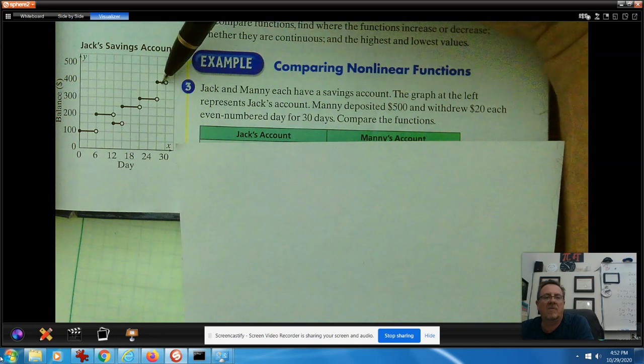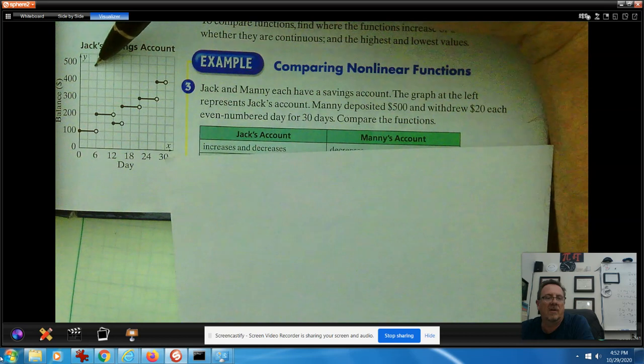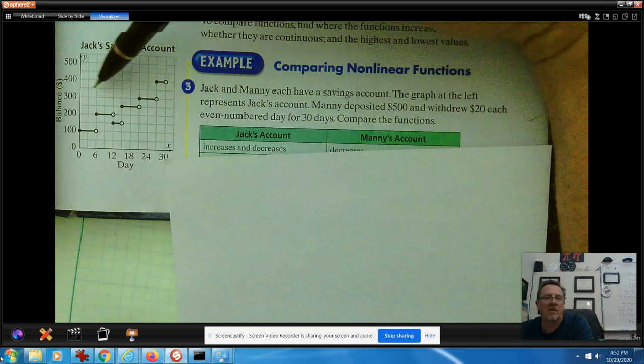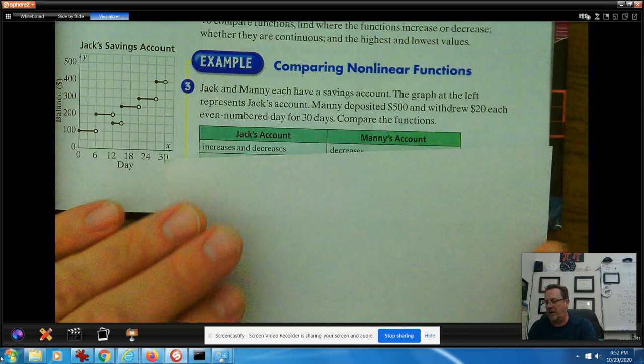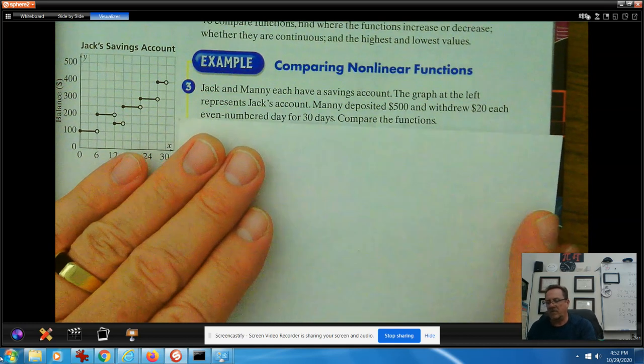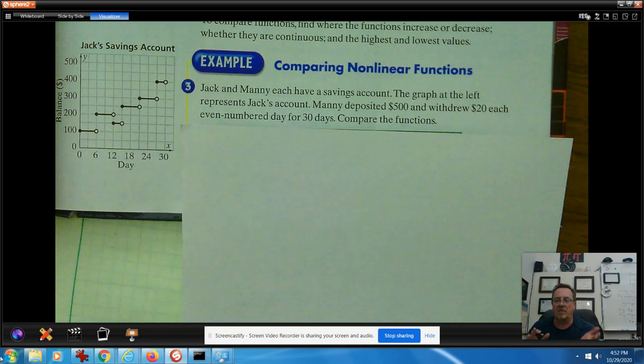So at the end of the month, how much money did he have? Well, he had $400. I know that because if I look over here on this column, it says 400, and that's how much he had on day 30, the end of the month. Okay? So that's what's really happening in that graph. Can we kind of summarize what's going on? Yes, we can. The amount of money in Jack's account fluctuated up and down. Sometimes he put money in, sometimes he took money out. So we're going to say the amount of money in Jack's account went both up and down.